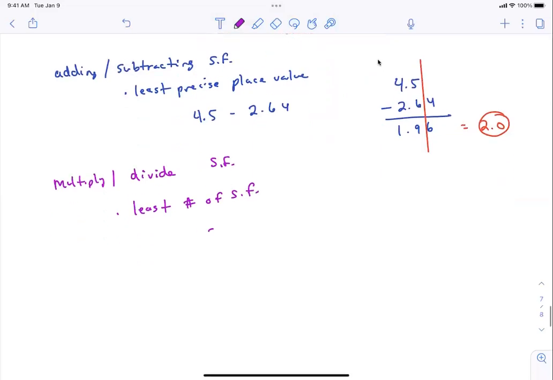So when you do 3.0 times 4.24, even though your calculator says 12.72, you can only have two significant figures, so your answer ends up being 13. Yeah, 12.72. I just want to make sure I did that right in my head.